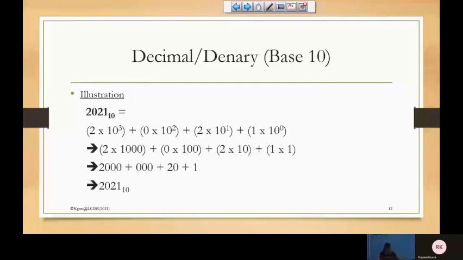Once you do that, the next line shows the values that you get. You'll then have 2 times 10 to the 3, which is 1000. So you have 2 times 1000 plus 0 times 100 plus 2 times 10. Remember, anything to the power 1 is that number itself, it remains 10. And anything to the power 0 is 1. So 1 times 10 to the power 0 is 1 times 1. You just add those numbers, and that is how you get the decimal equivalent of 2021 as 2021, because you're simply using base 10.